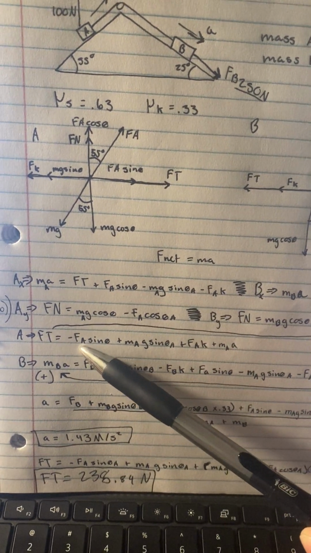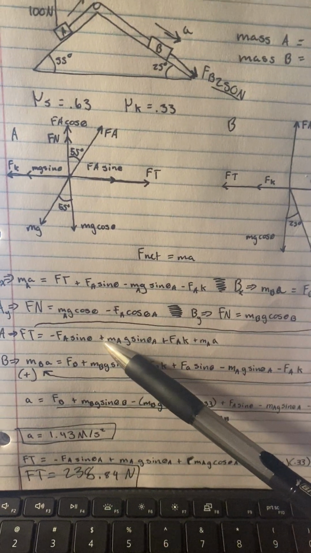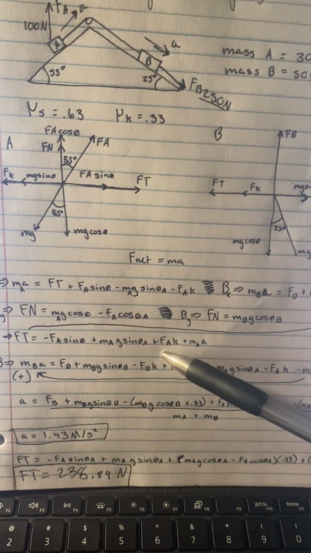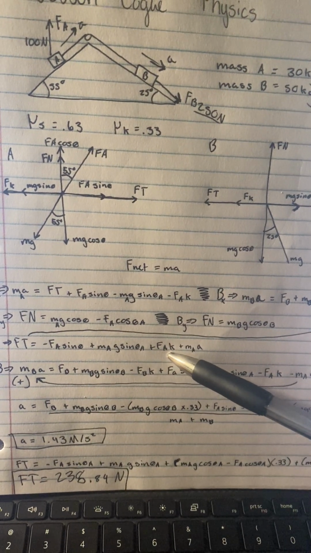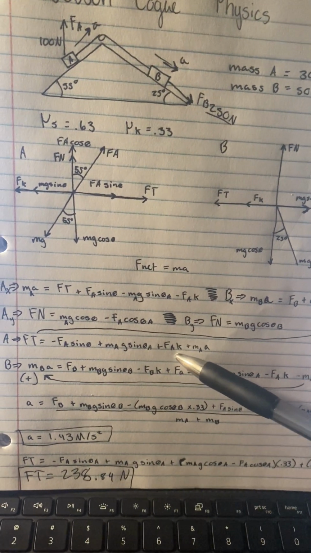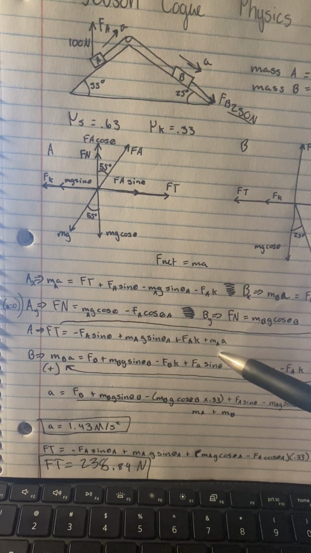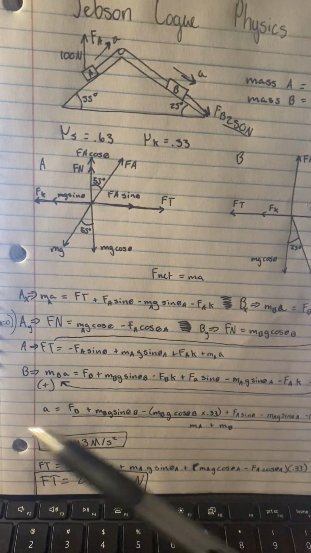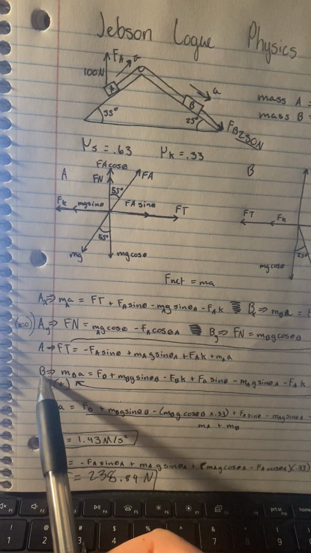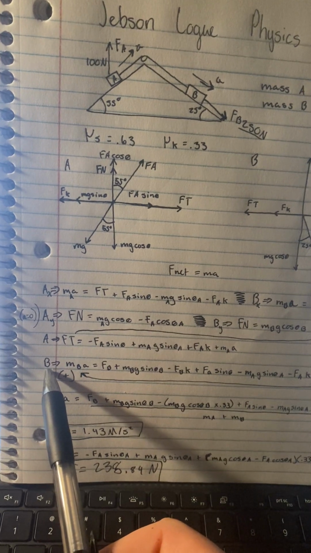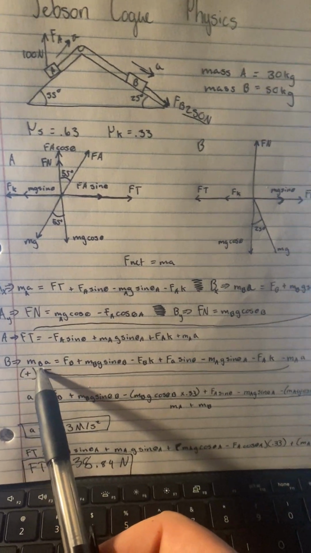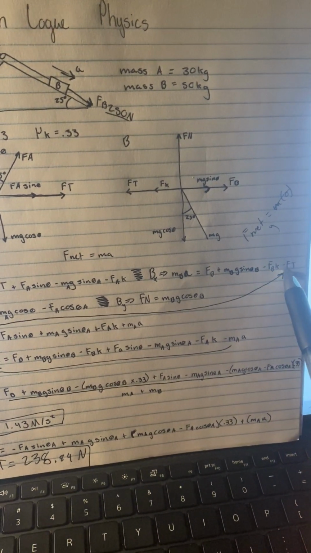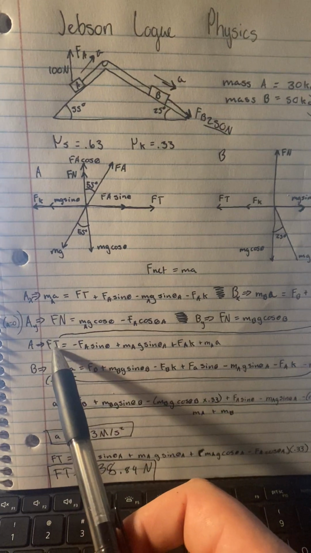So using the F net equation in the x direction for A, solving for F_T then equals negative F_A sine theta plus m_A g sine theta_A plus force of kinetic friction and plus mass A times acceleration. In B's case, we are already given the same equation up here, but now we have F_T and what F_T equals.